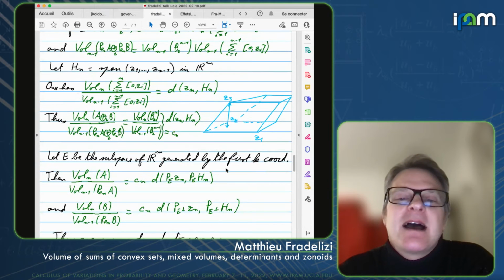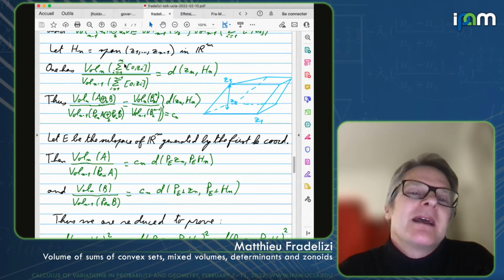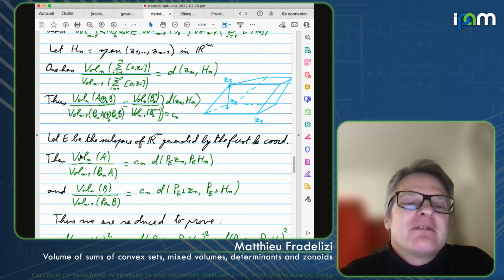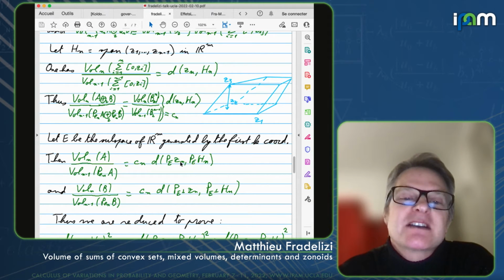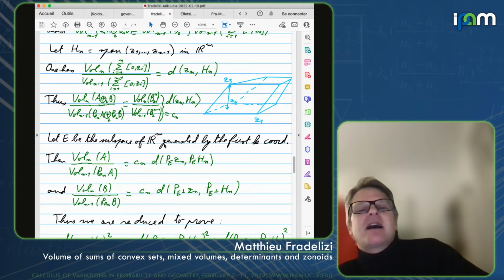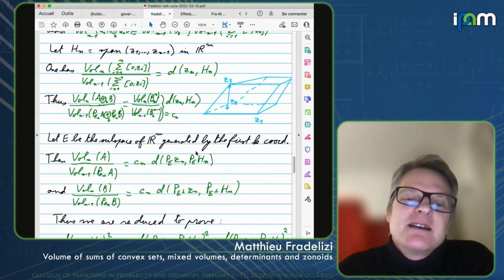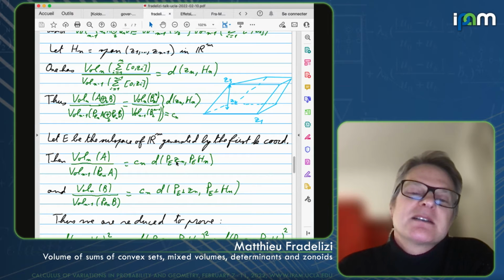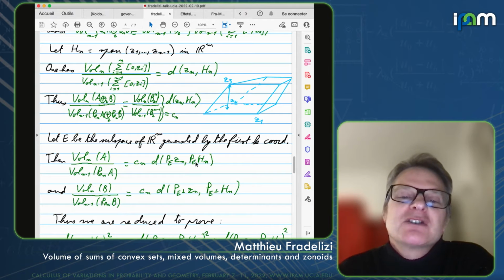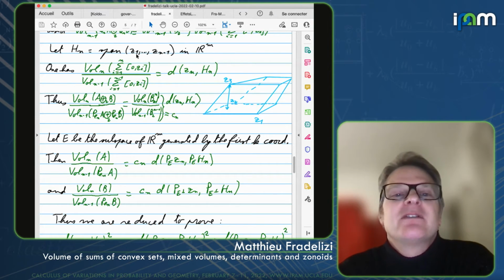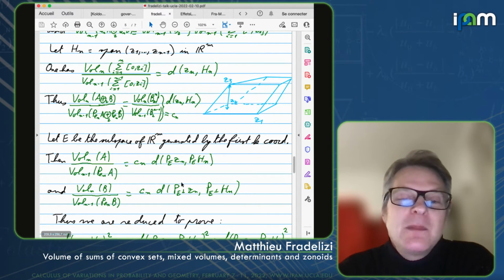Applying the same formula, you get that the volume of A divided by the volume of the projection is just the same constant Cn times the distance of the projection. So I introduce the subspace E of Rn generated by the first K coordinates. So the distance of the projection of zn to E to the projection of Hn to E, where Hn is the span of z1 to zn minus 1. This is the span of the projections onto E of z1 to zn minus 1. Okay? And for B, I have the same.